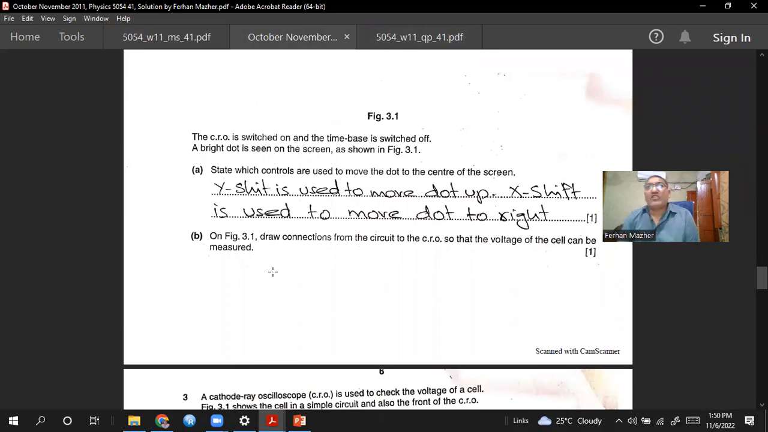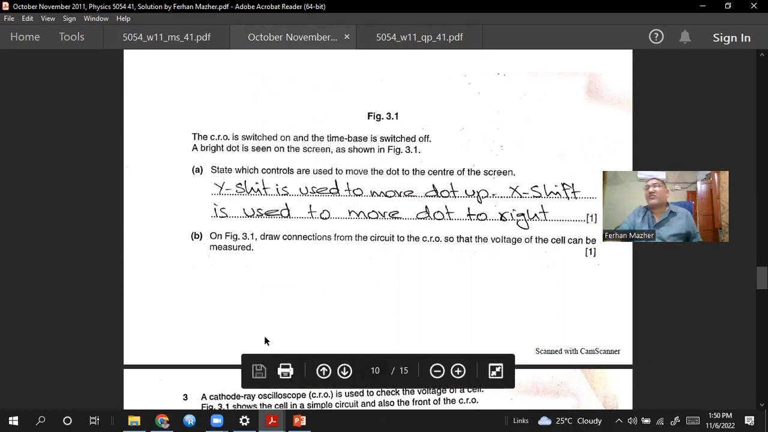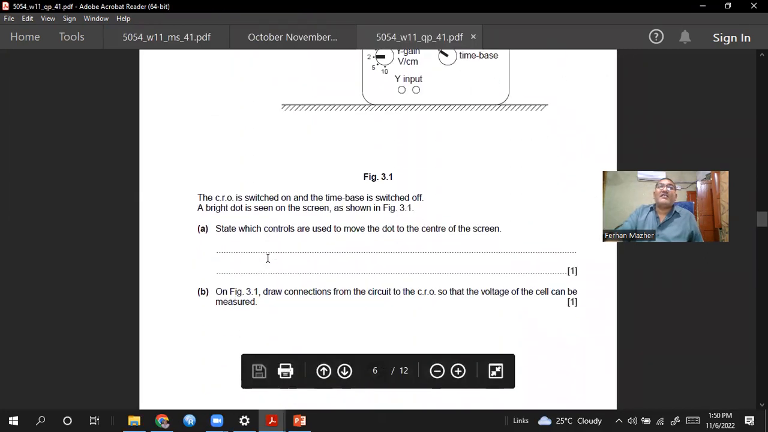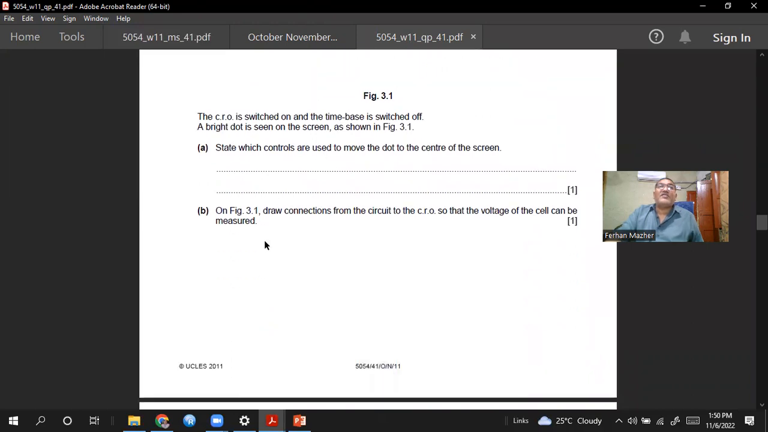Y shift is used to move the dot up and down. X shift is used to move the dot to the right or to the left. So you can move the dot up and down, right and left, and it can be brought to the center of the screen. On figure 3.1, draw connections from the circuit to the CRO so that the voltage of the cell can be measured.